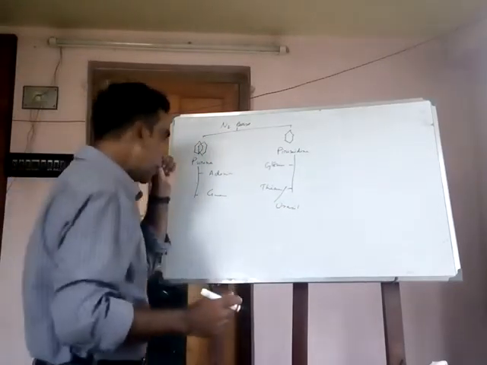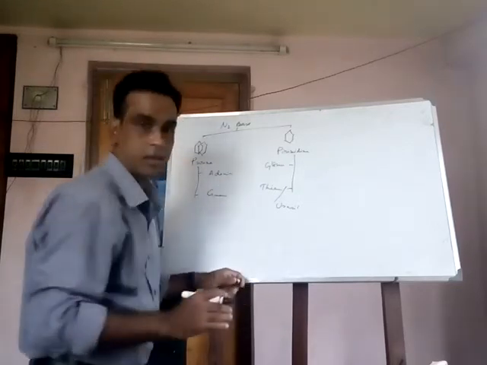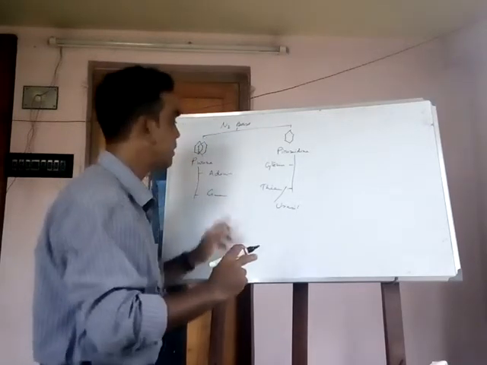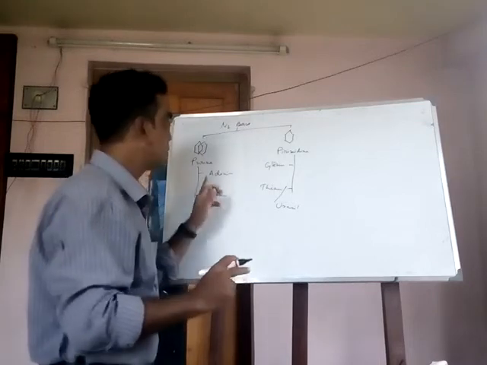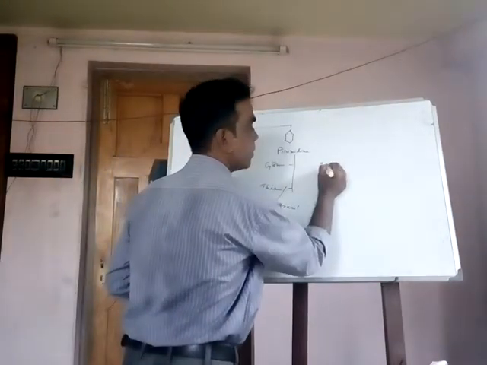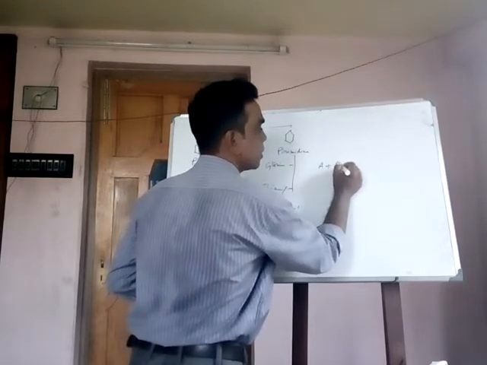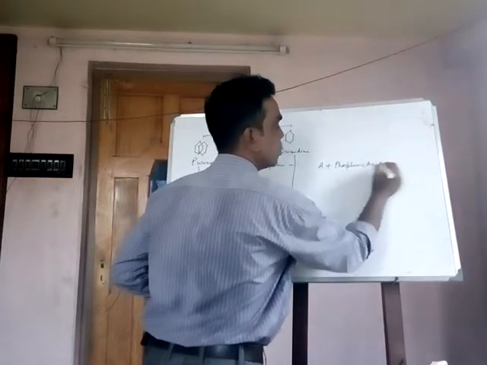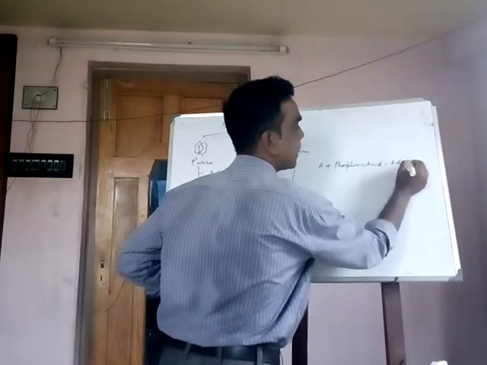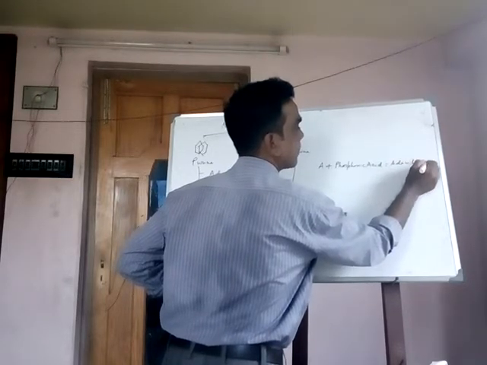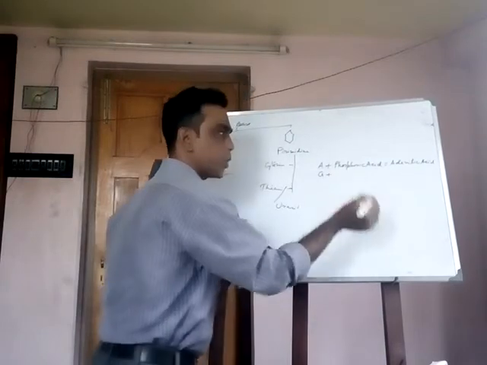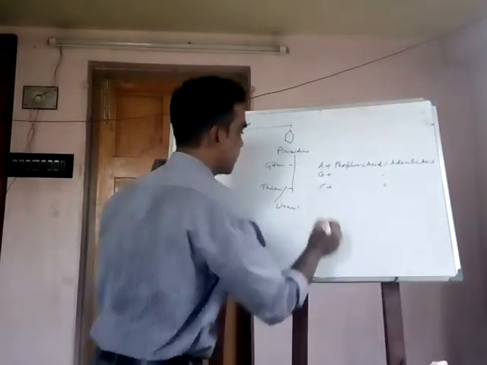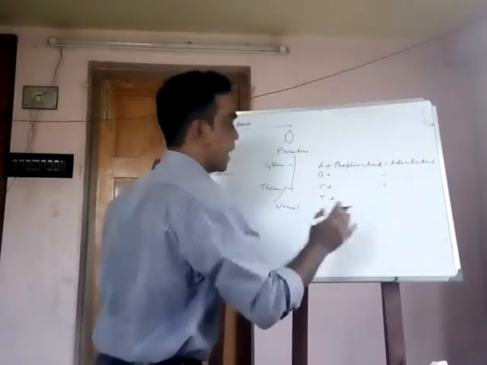Now all the nitrogen bases, that is adenosine, when added with phosphoric acid, it is called the nucleic acid. Adenosine plus phosphoric acid equals adenylic acid. Then guanosine plus phosphoric acid equals guanylic acid. Cytosine plus phosphoric acid equals cytidylic acid. Thymine plus phosphoric acid equals thymidylic acid.